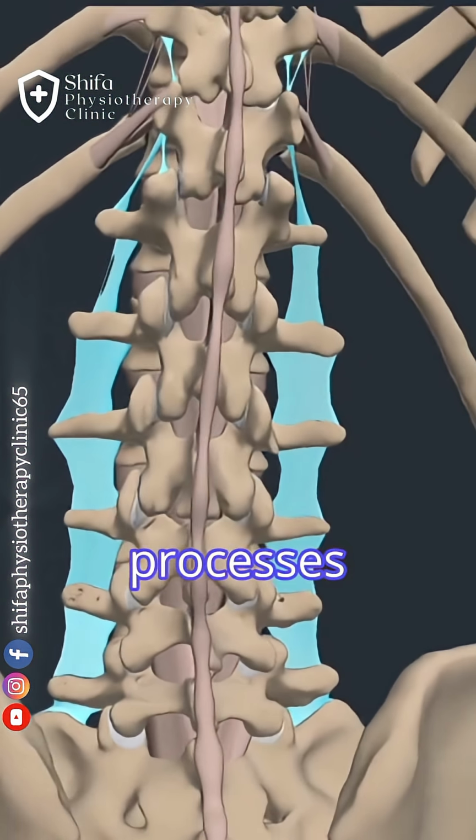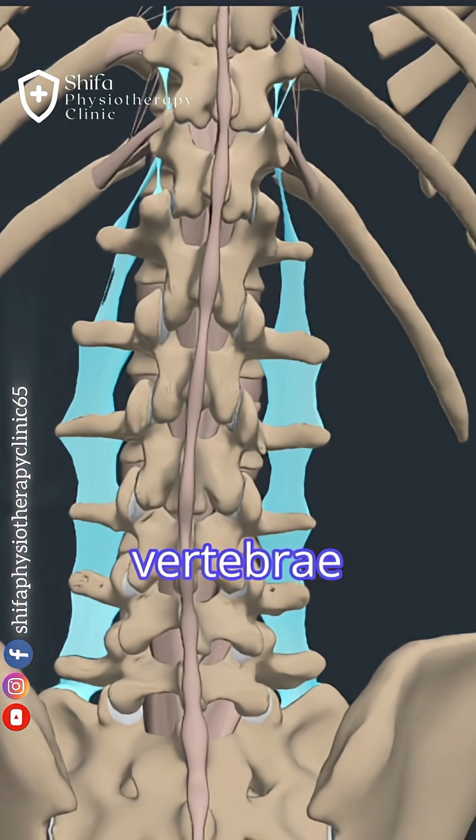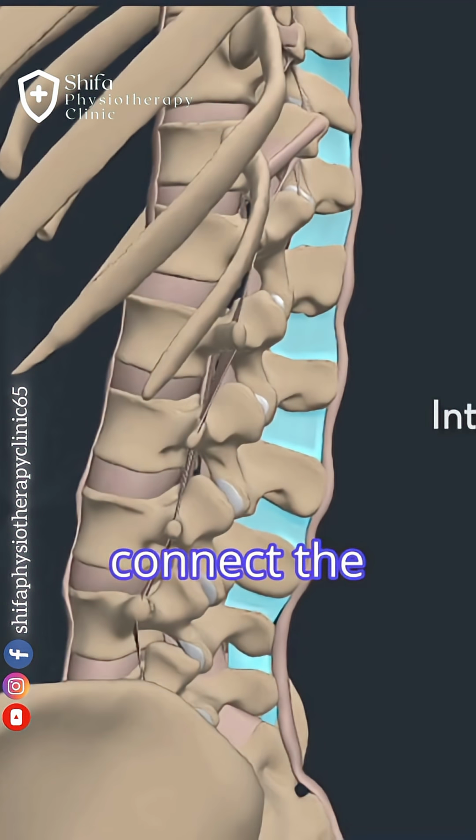Between the transverse processes on each side of each vertebra are the intertransverse ligaments. They limit lateral flexion of the spine. The interspinous ligaments connect the spinous processes of each vertebra and limit flexion in the spine.